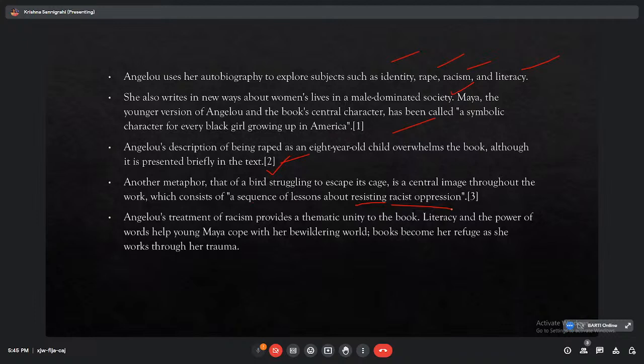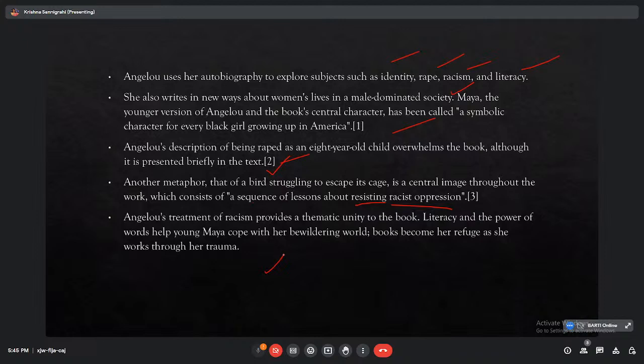So, literacy and the power of words help young Maya cope with her bewildering world. Books become her refuge as she works through her trauma. So, it's Angela's treatment of racism that provides a thematic unity to the book.